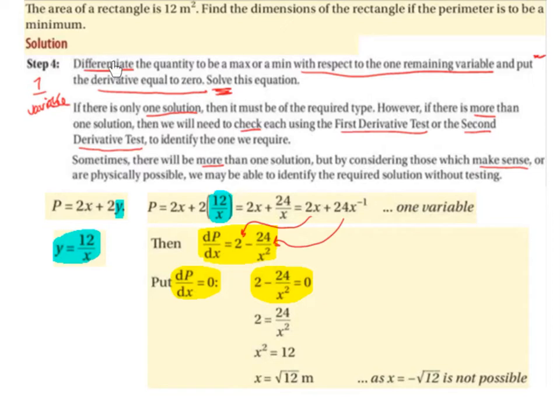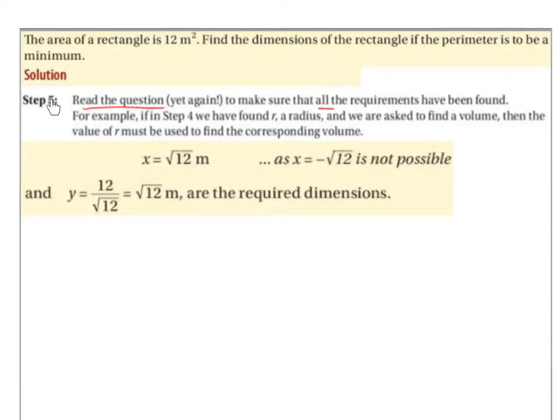So we differentiated, we put the derivative equal to 0, and then we solved. Although there were technically two solutions, this was the only solution that made sense, so x is equal to root 12. Step 5: read the question yet again to make sure all the requirements have been found.